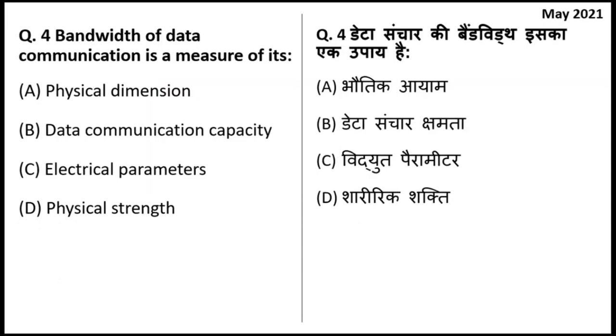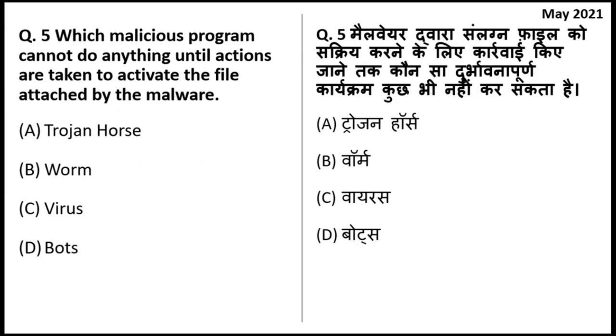Bandwidth of data communication is a measure of its physical dimension, data communication capacity, electrical parameters, or physical strength. So bandwidth of data is the data communication capacity. We say Gbps, gigabits per second. These are data communication capacity, which is the bandwidth of data.